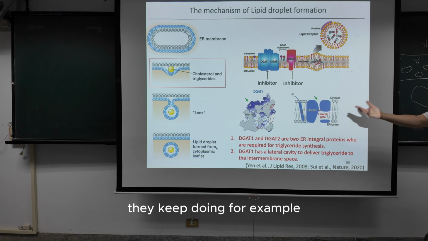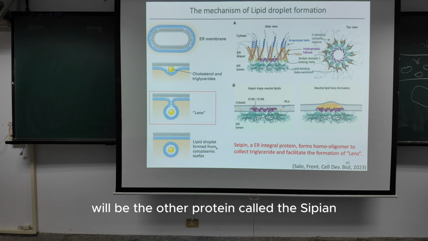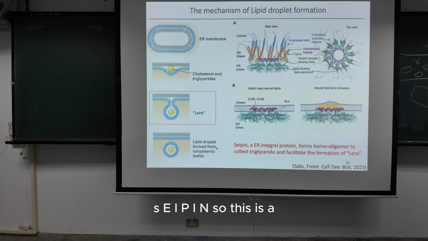And they are pretty comfortable there because this is a hydrophobic environment. They just stand there, okay? Next, how can such a lipid finally bud out to form the lipid bilayer, the lipid droplet? It will be the other protein called Seipin, S-E-I-P-I-N.